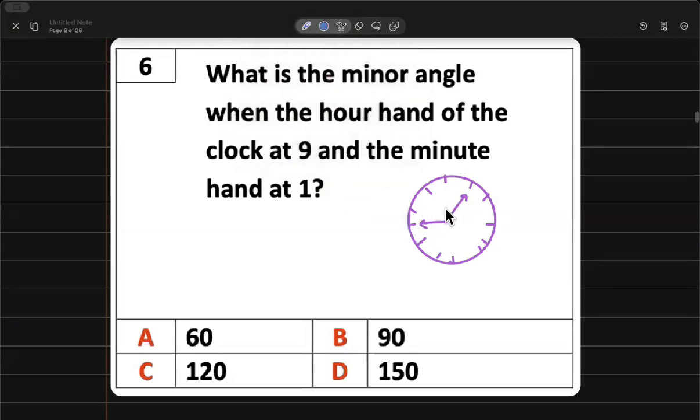So if we draw a line like this, this angle measures 90. So we have this part is 90 plus this part. This part represents the angle between two numbers, and you know that the measure of the angle between each two numbers in the plot equals 30 degrees. So it's 90 plus 30, which equals 120 degrees. So the answer is C.